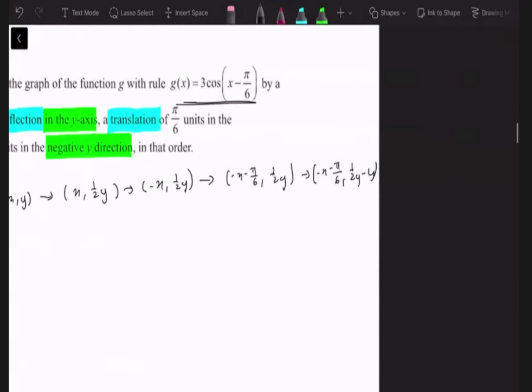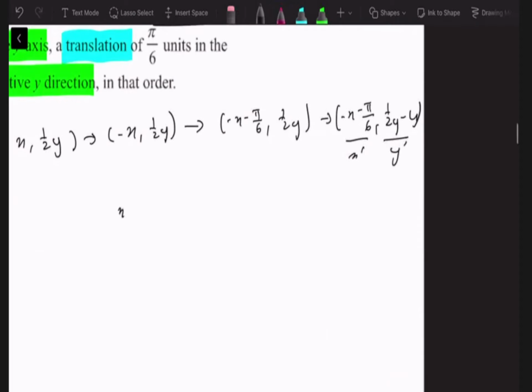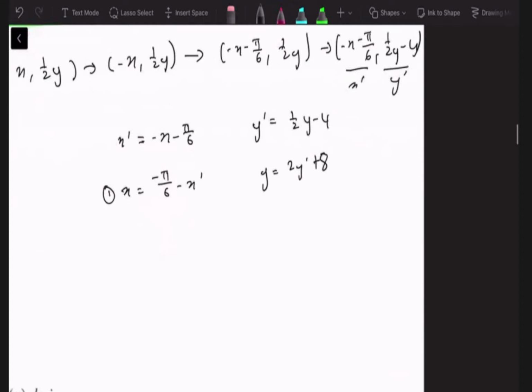And we're trying to figure out what the transformed rule is. With this, we know these are going to be x dash and y dash. So just write our equations. x dash is negative x minus pi on 6. So x is negative pi on 6 minus x dash. So that's 1. The other one is y dash is half y minus 4. So y is 2y dash plus 8.